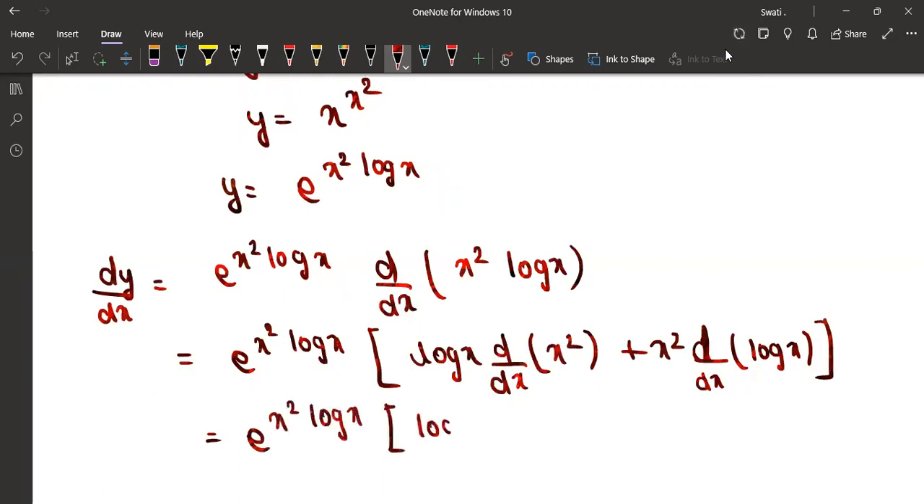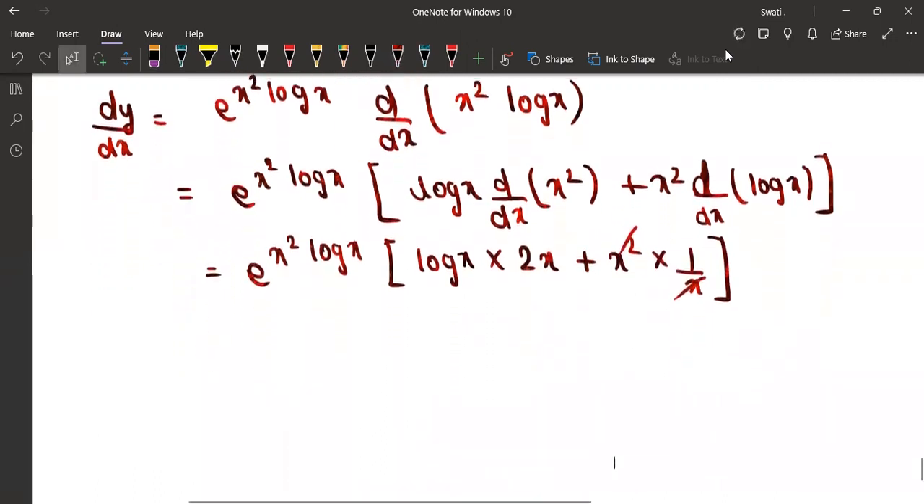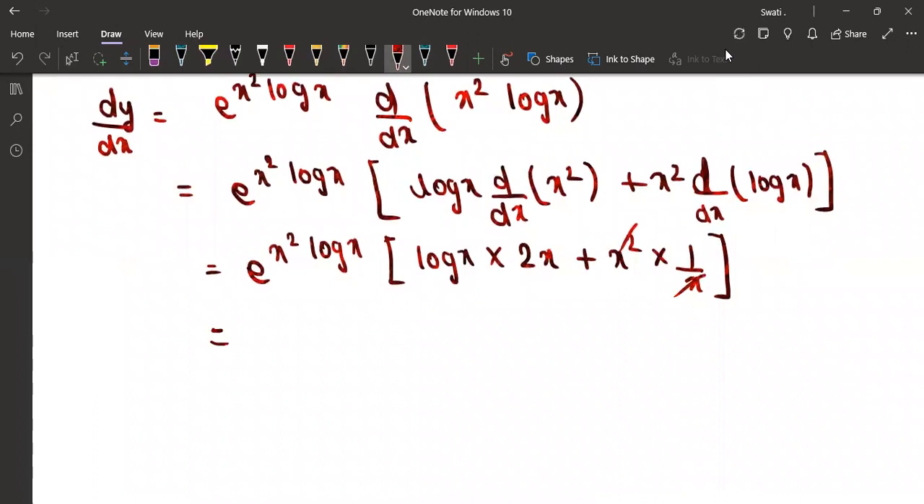And now this will become e raised to x square log x as it is. Here we can write this as log x times the derivative of x square. Using the formula for x raised to n, it will become simply 2x, plus x square as it is, times the derivative of log x, which is 1 over x. Now clearly this x and this will get cancelled. So what is the final answer that we are getting? Of course, we can write this as x raised to x square, which is the same as x raised to x raised to x only.